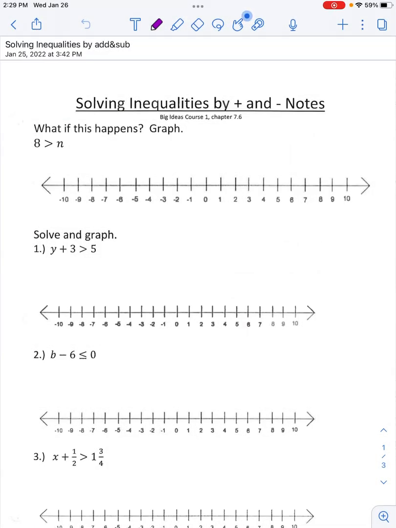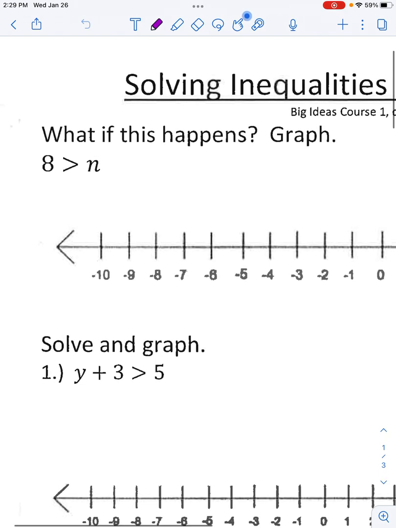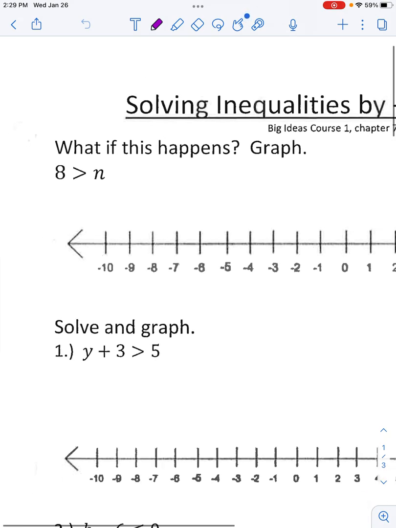Hello, this video is to review solving inequalities with adding and subtracting. Okay, normally when we are reading inequalities, your variable is always on the left-hand side. So we might say that x is greater than 3 or y is less than 2, okay? We always want our variable to be on the left-hand side so we know which direction our arrow will point once we go to graph our answer.